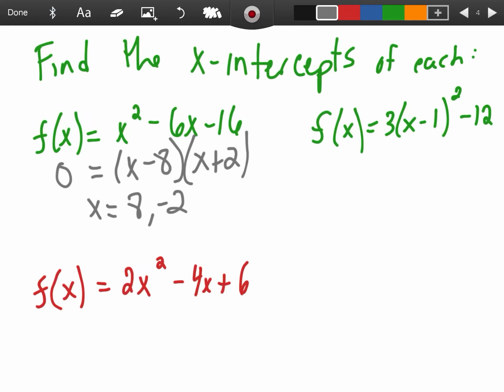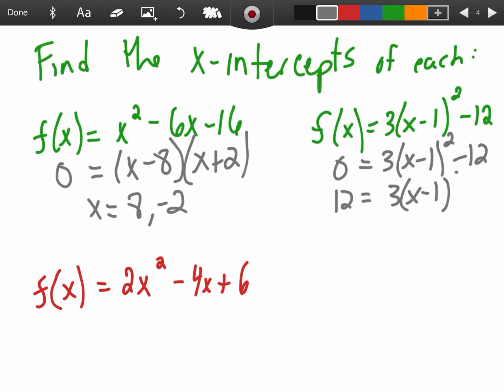For this next one, you really have different options. We set it equal to 0. We need to set it equal to 0 because that's what we're wondering. Okay, we'll add the 12 over. 12 equals 3 times x minus 1 squared. Divide by 3, right? We're trying to solve for x. Divide by 3, that gives us 4 equals x minus 1 squared. Now we can take the square root of each side.